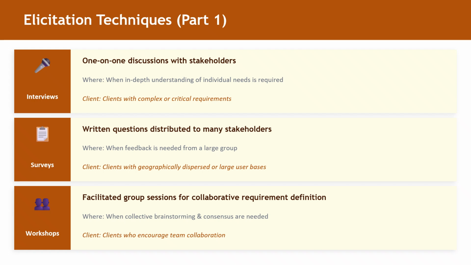Second is surveys. These are structured questionnaires sent to a large group of users. This is useful when stakeholders are geographically distributed, for example, collecting feedback from thousands of app users. Third comes workshop. These are group sessions where multiple stakeholders come together. It helps in brainstorming ideas and achieving consensus. Workshops are very effective when requirements are unclear or conflicting. So here the key idea is: interview is depth, surveys is scale, workshop is collaboration.